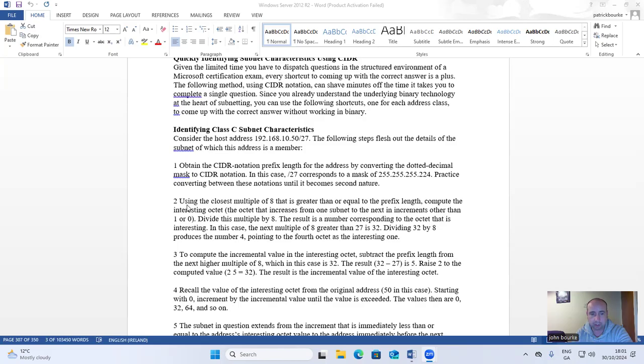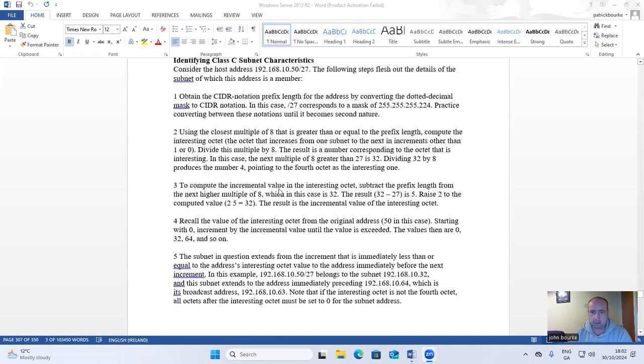2. Using the closest multiple of 8 that is greater than or equal to the prefix length, compute the interesting octet, the octet that increases from one subnet to the next in increments other than 1 or 0. Divide this multiple by 8. The result is a number corresponding to the octet that is interesting. In this case, the next multiple of 8 greater than 27 is 32. Dividing 32 by 8 produces the number 4, pointing to the fourth octet as the interesting one.